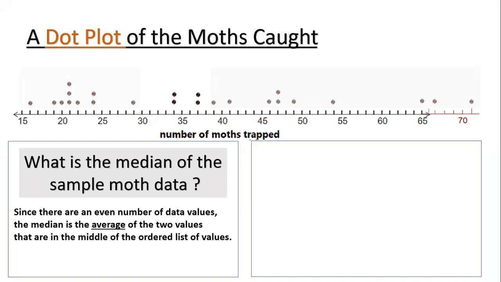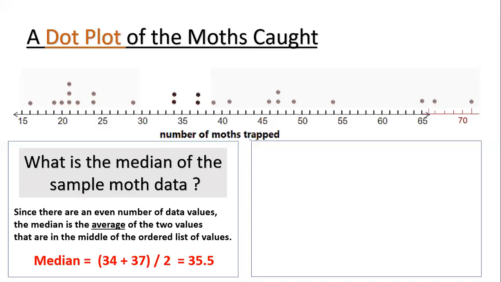And now I can see the middle 4 values here. Of course, the median is the average of the middle two values. Well, the middle four values are 34, 34, 37, and 37. So that means now I know what the median is. The median is going to be the average of 34 and 37, which is 35 and a half.